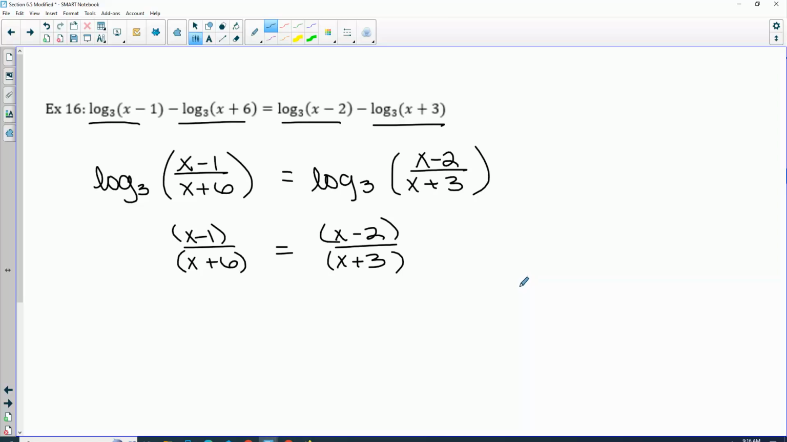Oh, come on. Somebody can tell me how to solve this equation. How do we get rid of our fractions? What can we do? I would cross multiply. I don't know if that's right.